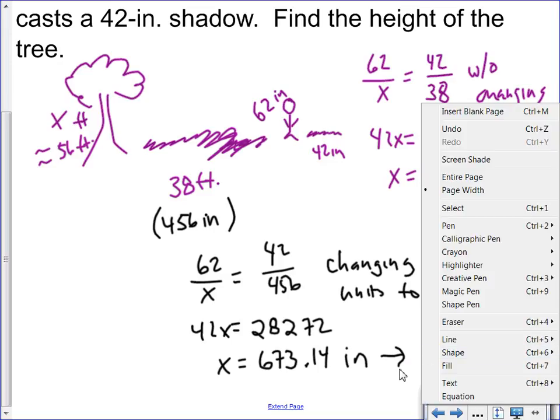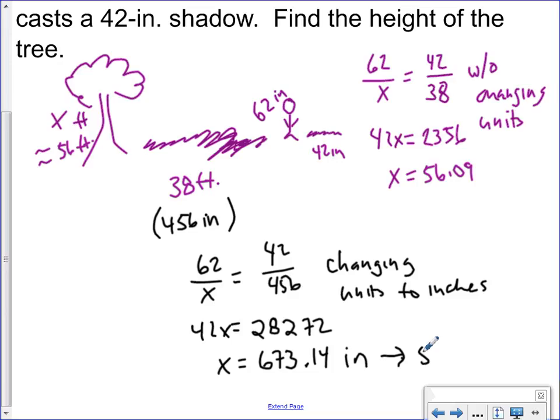What is it when you convert it to feet? About 56. So it's always good to ask that question: do the units matter? But always use your judgment as well. In this case, since the units were the same for each piece, that's fine. If the units were different, like the tree was in feet but the shadow was in inches, you're going to have to convert.